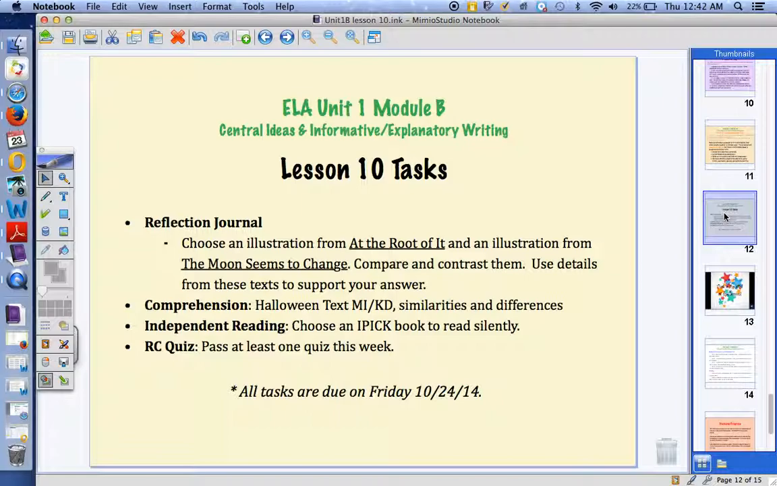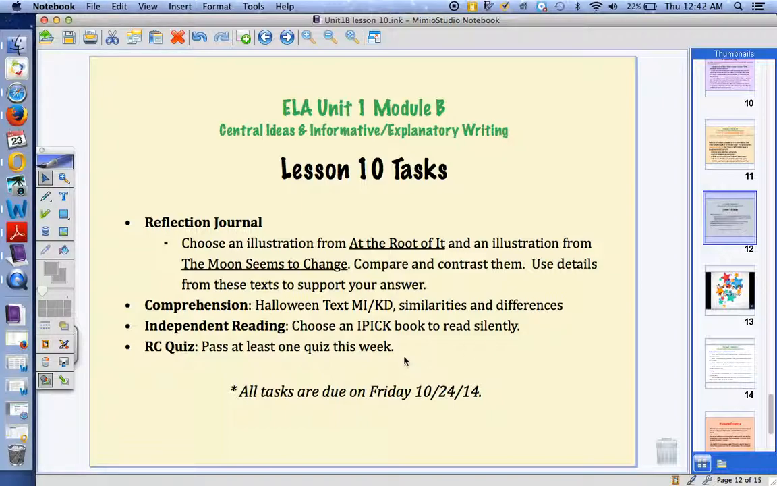Here are your Lesson 10 tasks for today. There's just one reflection journal entry. Choose an illustration from At the Root of It and an illustration from The Moon Seems to Change. Compare and contrast them. Use details from these texts to support your answer. We have another comprehension piece, a Halloween text with the main idea and key details, very similar to the one from yesterday. Here you're going to look at both the similarities and the differences between these two passages.